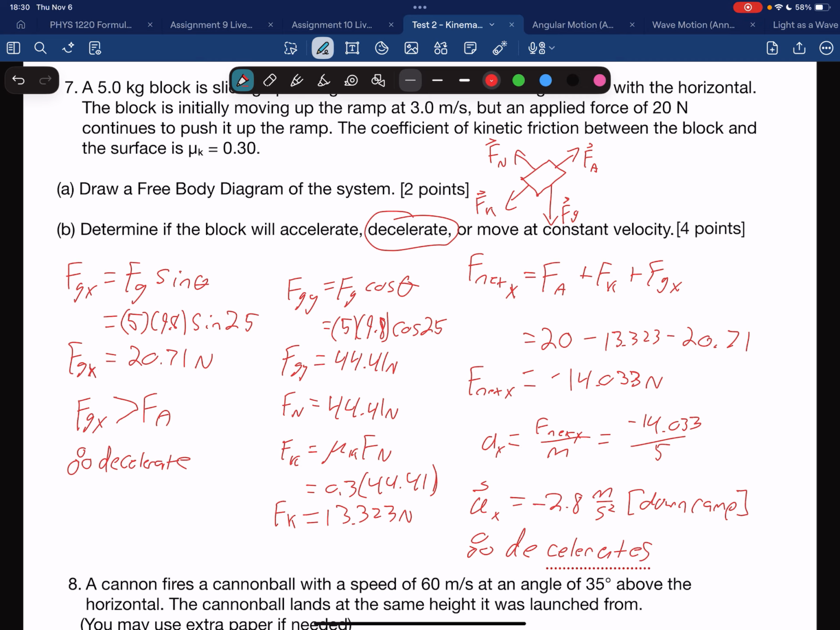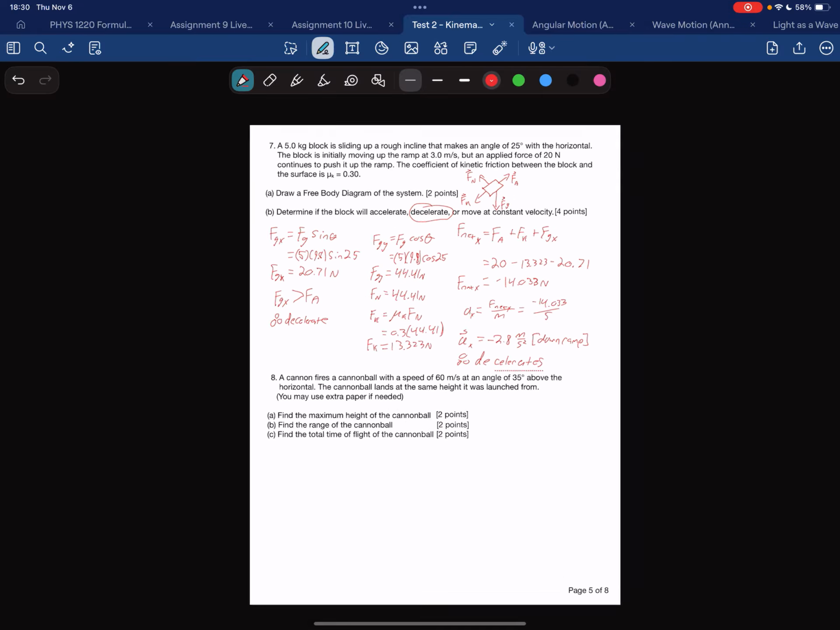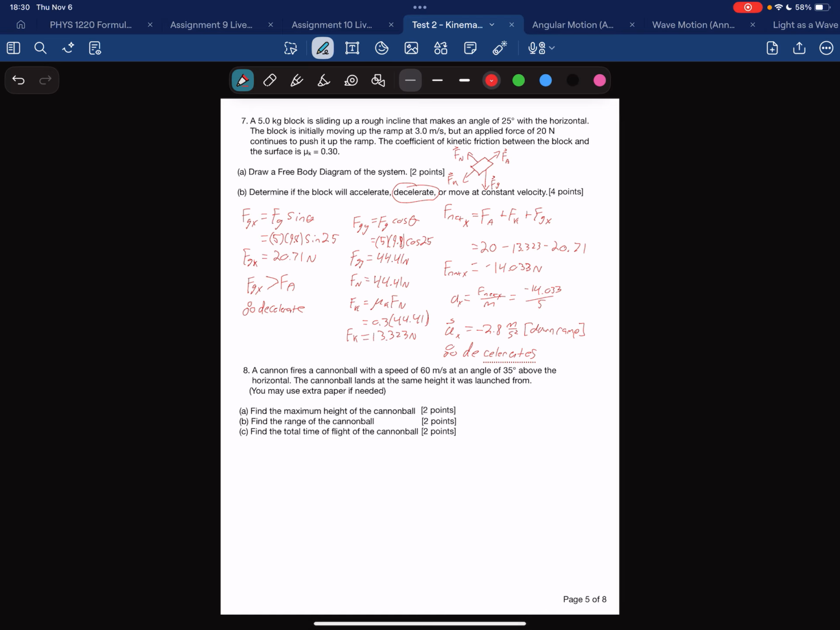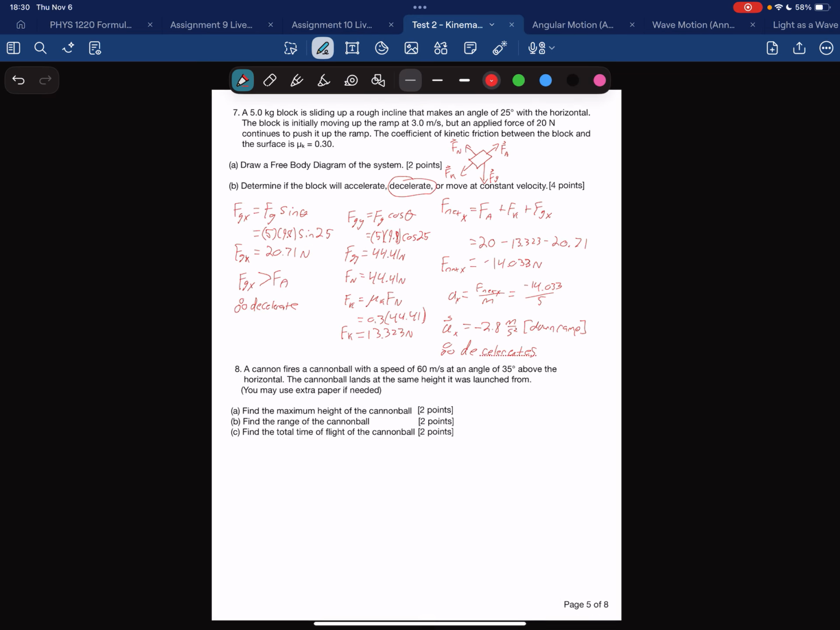So, could have gone through and done all the math. There was a little bit of a shortcut in this question, though. As soon as you found Fgx, you could have noticed that it was larger than the applied force, and that alone would be enough to make the block slide or slow down, come to a stop. So it will decelerate.